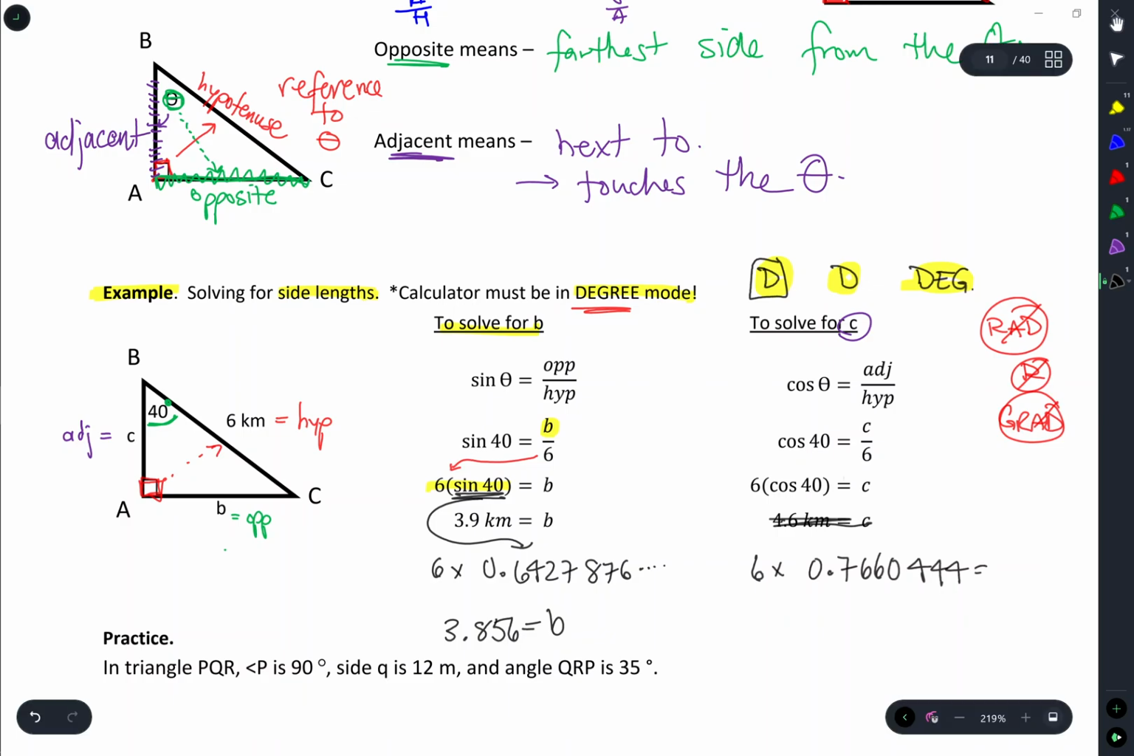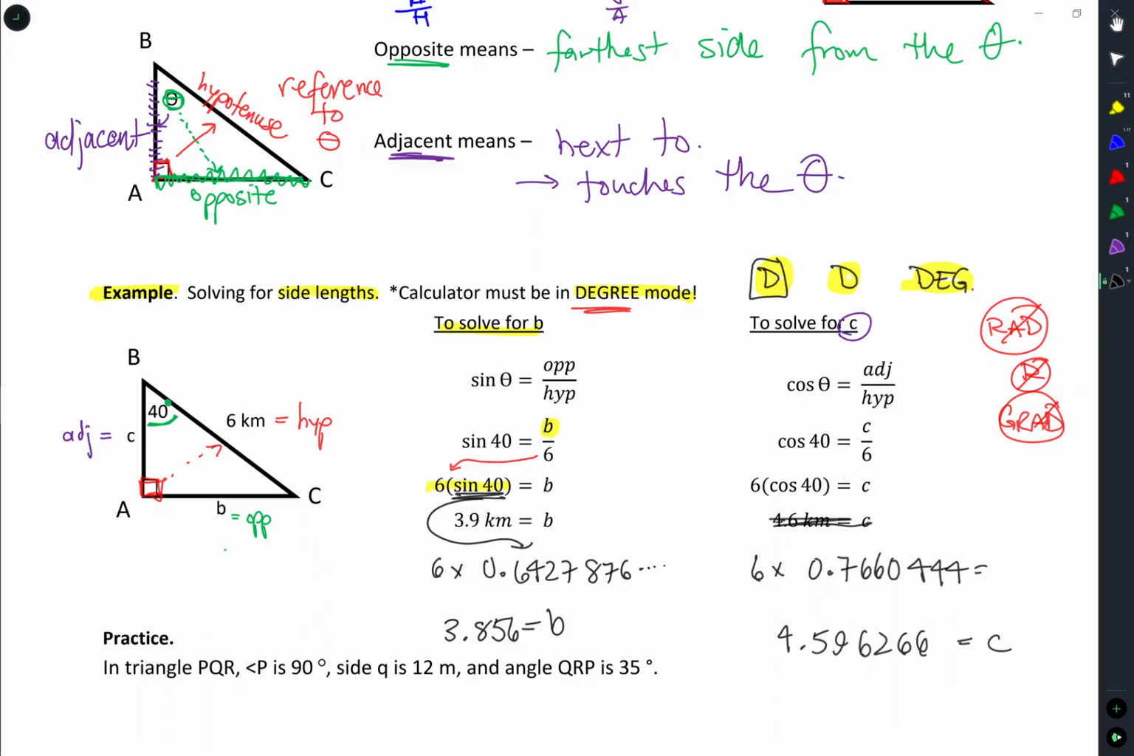In any case, cosine of 40 is 0.760444, and it goes on and on. Then we're going to take that value and multiply it. So cosine 40 times 6 gives us 4.59, and so on and so forth. Those will be kilometers for the length of side C, or the adjacent side.